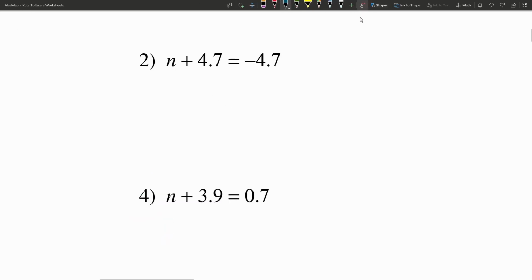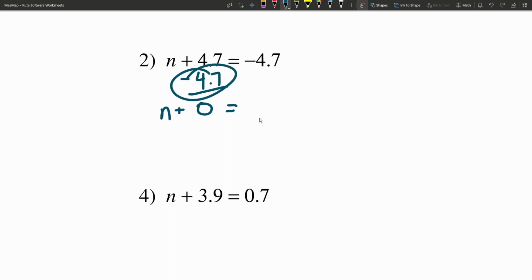Sliding on over to number 2. In number 2, we have n as our variable, and we're adding 4.7 to n, and that's equal to a negative 4.7. Remember, we're isolating, aka getting n all by itself. So in order to get the variable all by itself, we need to remove this positive 4.7. In order to make it go away, we're going to subtract it. Because look what happens when we subtract it. We're going to have n still remaining, plus 4.7 minus 4.7 is 0. And we know that n plus 0 is going to be just n.